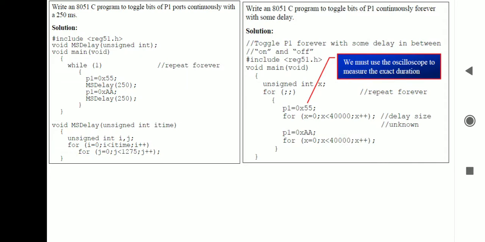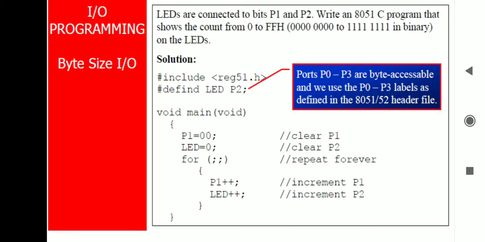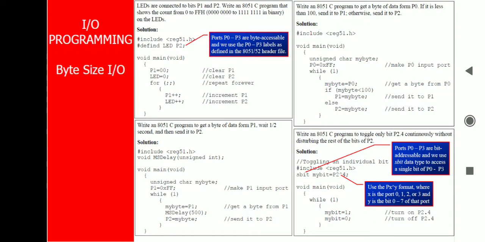Here are some examples in which different data types are used. So these are some examples in which different data types are used, and we can do C programming for the 8051 microcontroller.